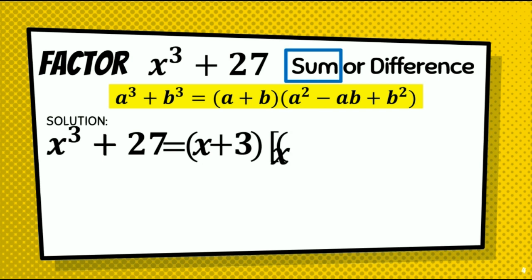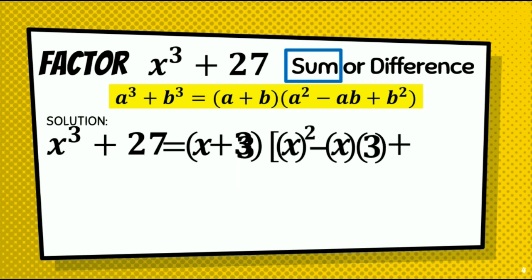We have to square the first term of the binomial factor and get the opposite sign of the given problem. The given is sum, therefore its opposite is negative or difference. Then, multiply the terms in our binomial factor. Take note that we will always have to use positive sign for the last term of the trinomial factor. Then square the last term of the binomial factor.